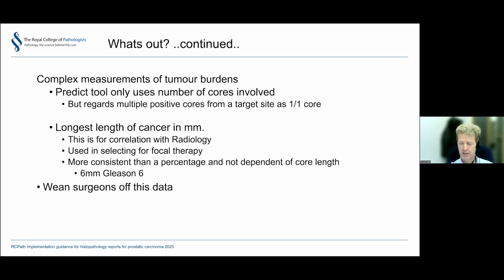And if the surgeons kick up a fuss, then you can just point them in the direction of the PREDICT model and say, this is the data you should be using. You don't need any of the other data.